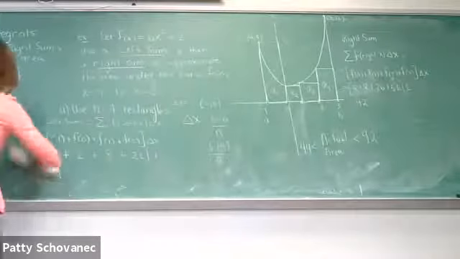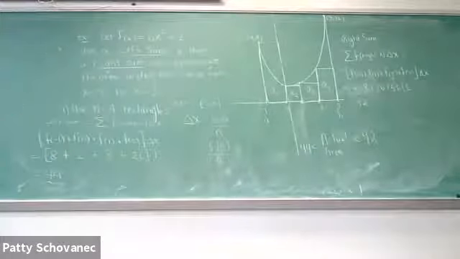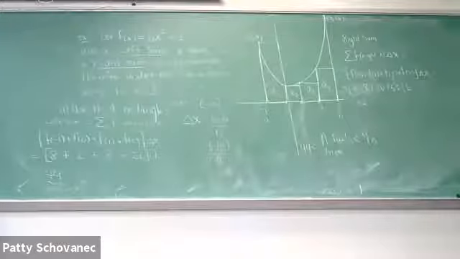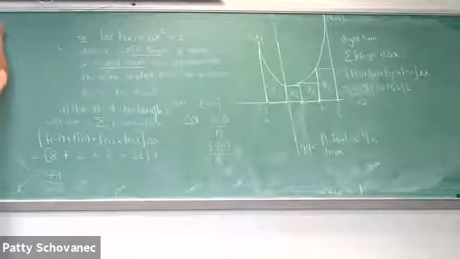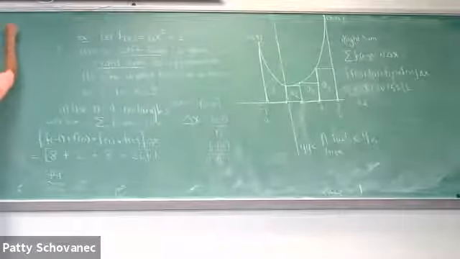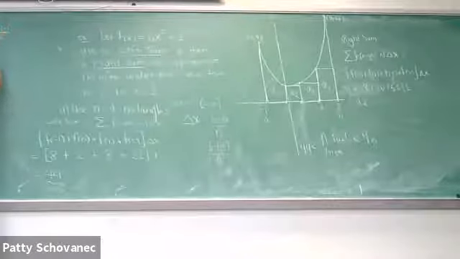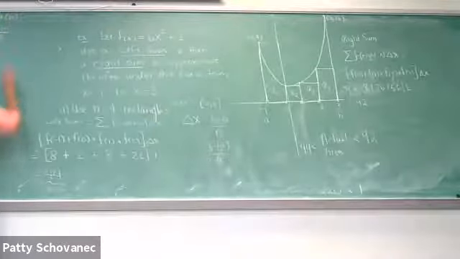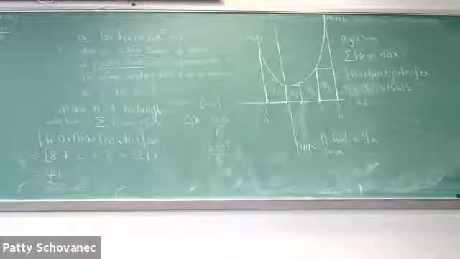So I'll redraw the picture and put it over here. Keep going from -1 to 3 with 8 rectangles. The delta x is going to be 3 minus -1 divided by 8 rectangles. So each rectangle has a width of a half.